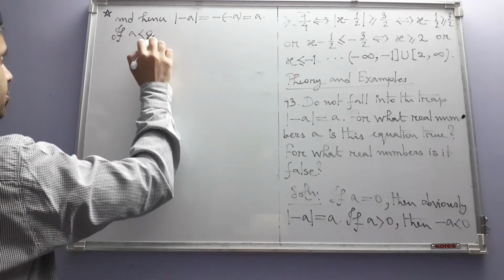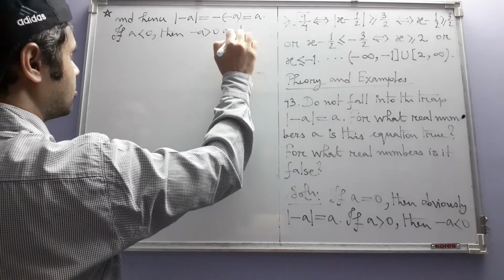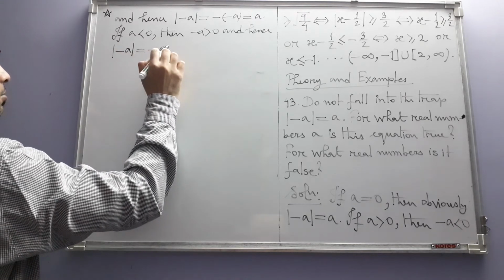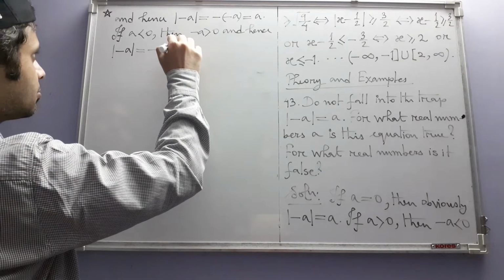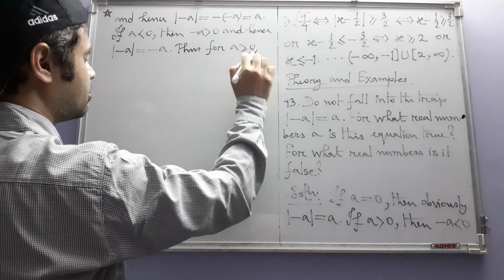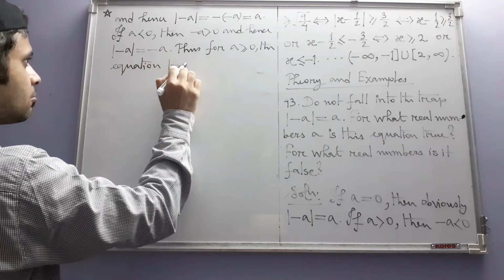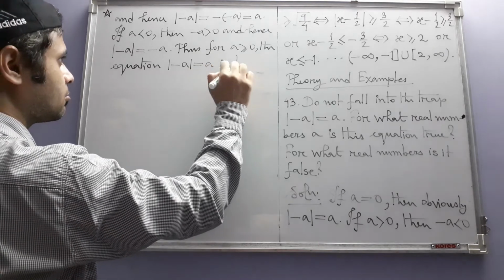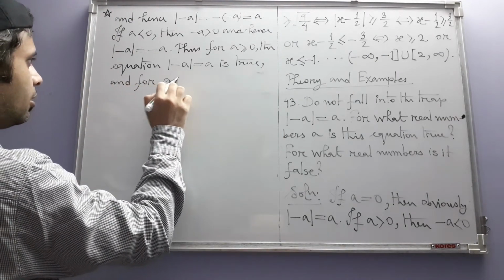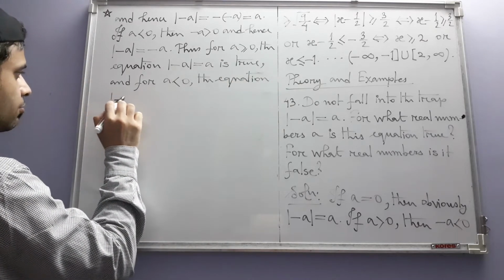If a is less than 0, then minus a is greater than 0, and hence in this case this will be equal to minus a. So we can see thus for a greater than or equal to 0, the equation is true, and for a less than 0, the equation is false.